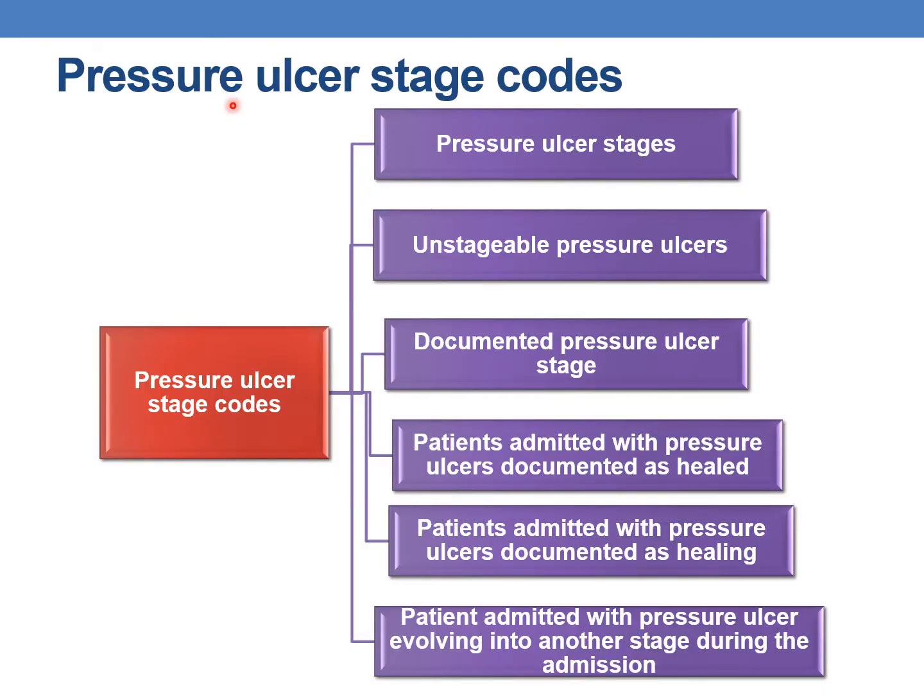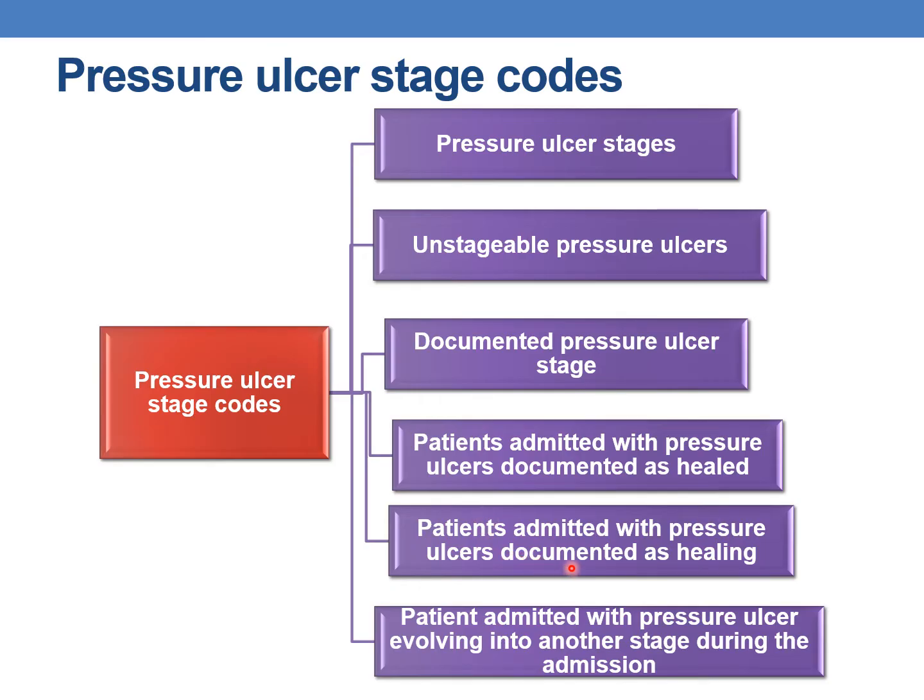Now coming to the first thing, pressure ulcer stage codes. In this we have subcategories. The first one is pressure ulcer stages. The next is unstageable pressure ulcers. Next is documented pressure ulcer stage. And the next is if the patient is admitted with pressure ulcers documented as healed. What should be the code for patients admitted with pressure ulcers documented as healed?